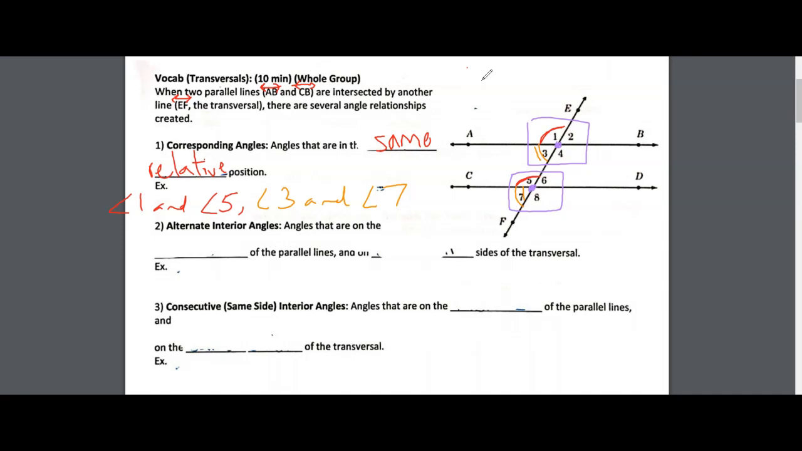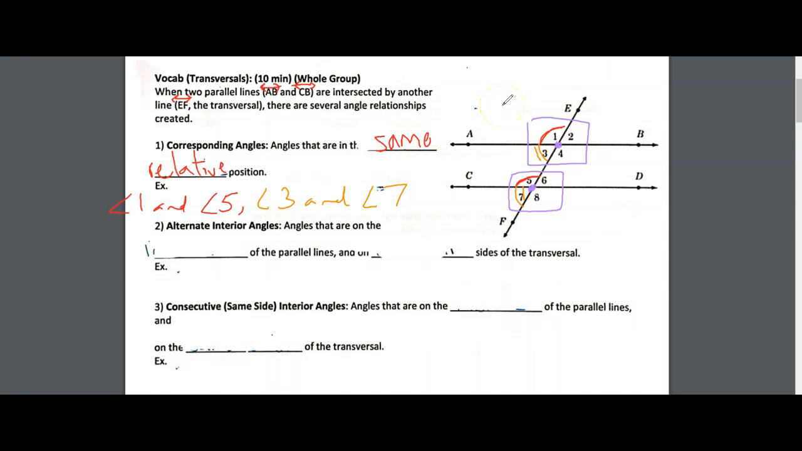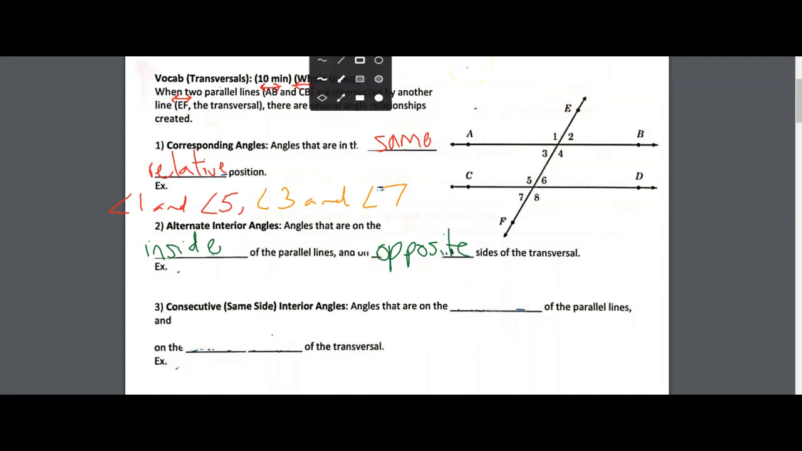All right, now we have alternate interior angles. These are angles that are on the inside of the parallel lines, interior meaning inside, and they are on opposite sides of the transversal. We'll talk a little bit about what this means. So our transversal, right, is EF.